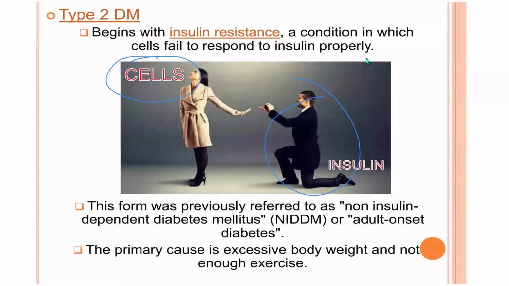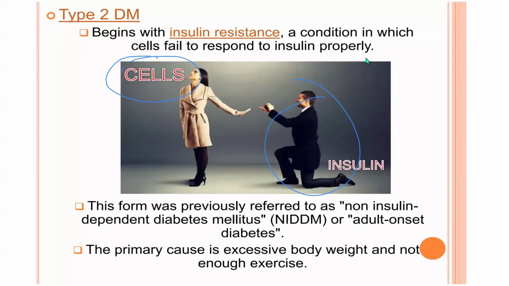So that is what happens. The insulin is there, it's trying to cooperate with the cells, to bind to the cells and invite more glucose to get into the cell, but the cell is not cooperating. That is what we call insulin resistance, and it is the condition that leads to type 2 diabetes. This form was previously referred to as non-insulin dependent diabetes mellitus or adult onset diabetes. The primary causes are excessive body weight and not enough exercise. When you have a lot of lipid in your body, that is when you are obese. Obesity is a risk factor of developing diabetes.